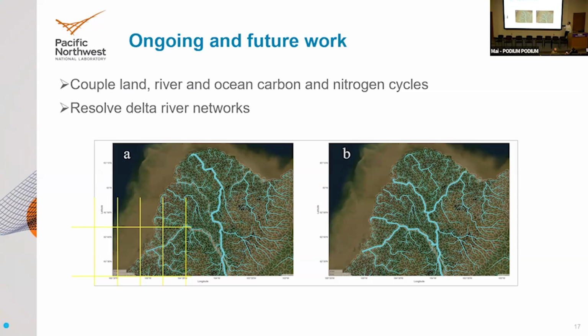Another planned effort is to resolve the delta river networks in the E3SM model, as shown in this bottom figure. The left panel, panel A, shows the river networks over the delta region in the current E3SM. We can see that it's not realistic, as each river can only have one channel. Panel B shows our planned new scheme, in which we will resolve the bifurcation feature in the river networks. Then we can represent the delta river network more realistically in the future E3SM model.